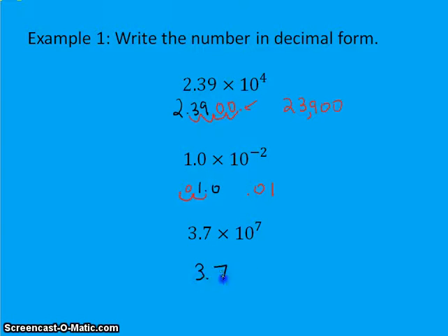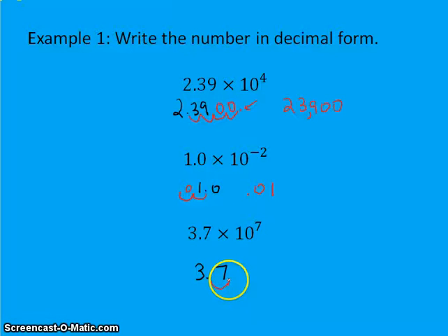Now 3.7 times 10 to the 7th. So this time, 7 spots to the right. So I think this is a pretty big number, 10 to the 7th, so my number down here better get bigger. 10 to the negative second is like 1 over 10 squared. Remember your negative exponents? That's a pretty small number. It's going to make the 1 smaller. So think, what is this second number doing? In the first and third case, it's making it bigger.